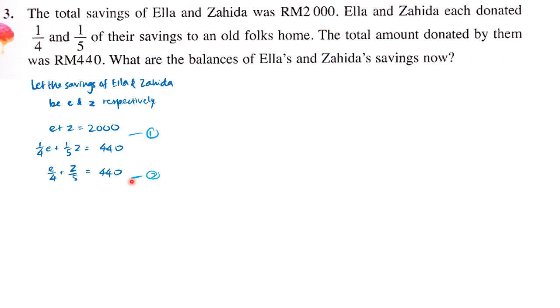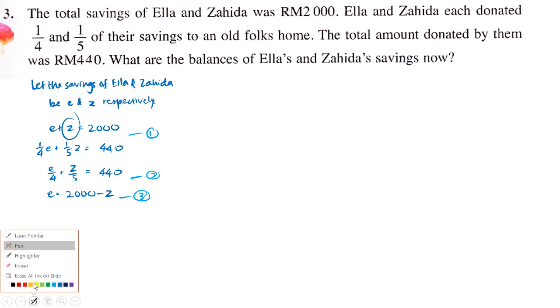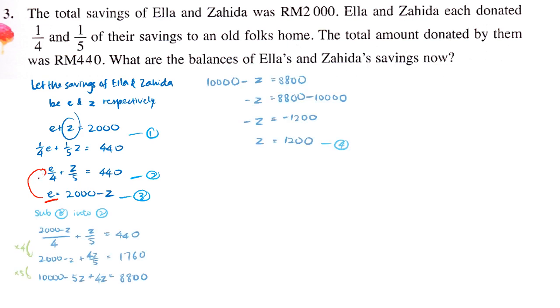Okay, in this case I would prefer using substitution, because I have one variable here with coefficient 1, which I can represent, E or Z, anyhow you like, as my subject first. And once I have this, I can just easily sub E into equation 2. Okay, so let's see.